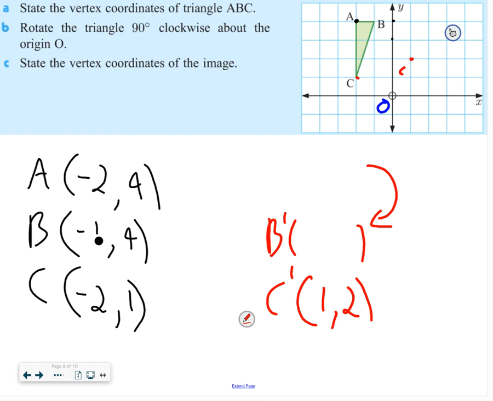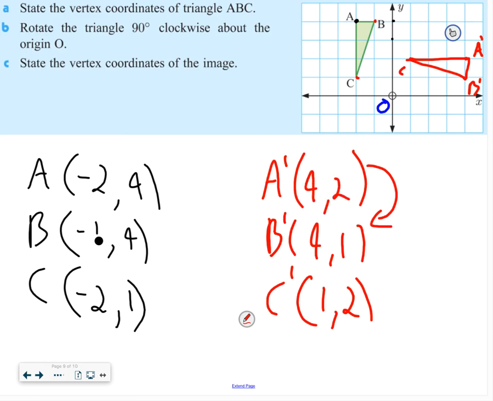Let's do B prime next. B was here. As I rotate it 90 degrees, B is going to be over here, where this is going to be 4, 1. A prime is going to rotate and be over here. That's A primed, B primed, and we see that that's our rotation. Notice A primed is going to be 4, 2.